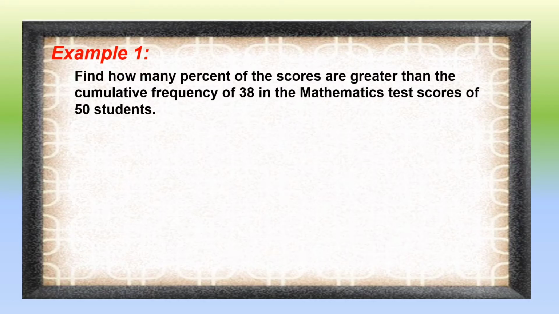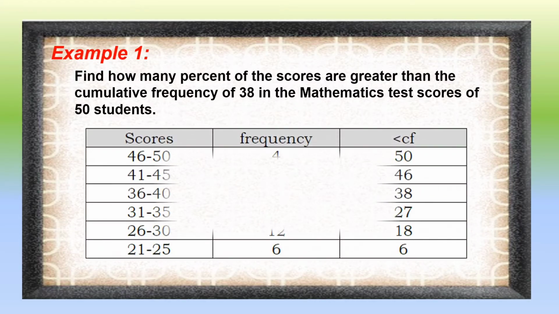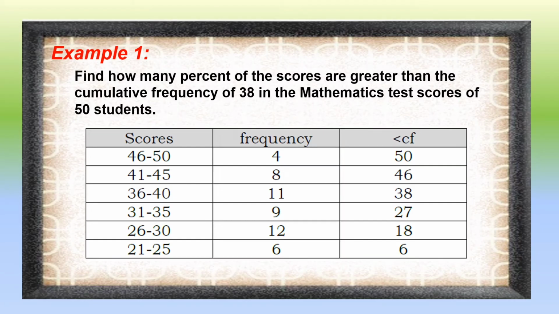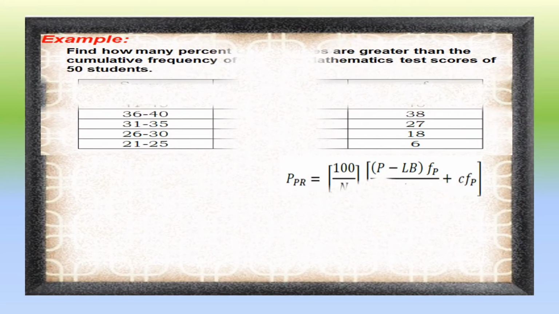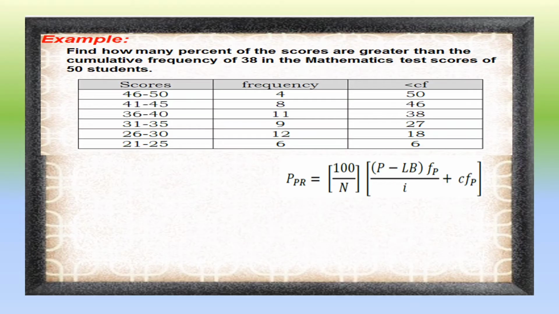Let us take a look at our first example. Find how many percent of the scores are greater than the cumulative frequency of 38 in the mathematics test scores of 50 students. Consider this table, and later on, we're going to identify all the quantities in our formula for percentile rank for group data. Okay class, so the first step is for us to identify which class interval 38 falls in. Upon looking at our scores interval, we know that 38 falls between 36 to 40.